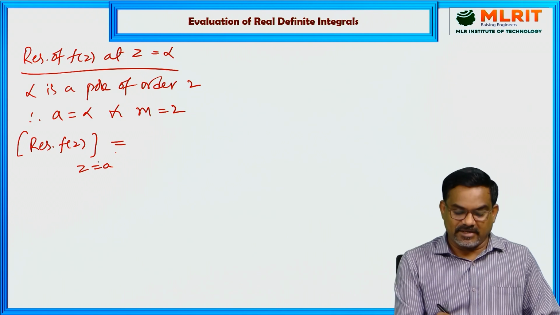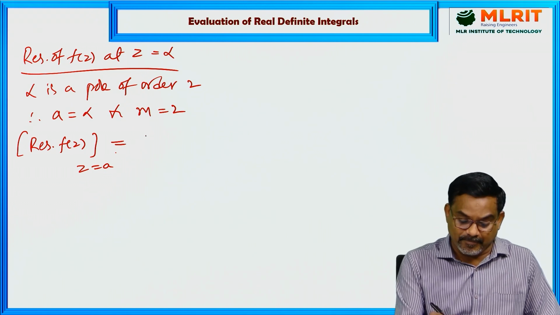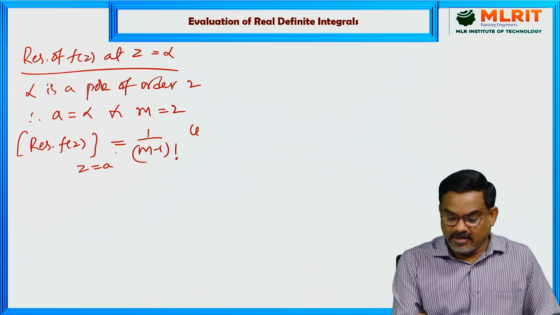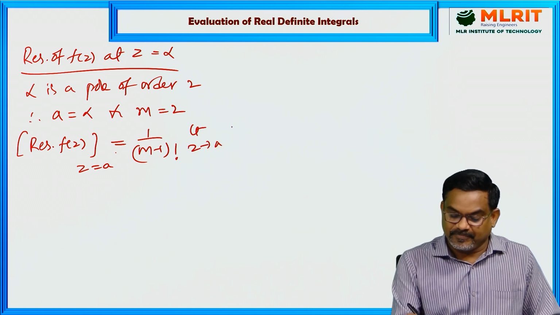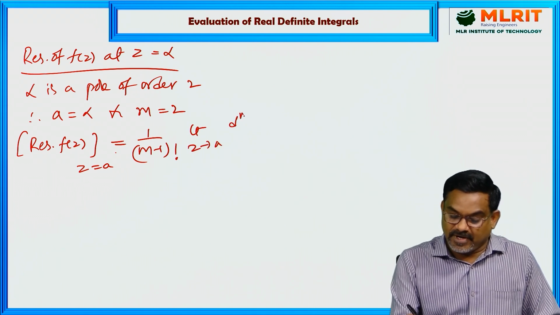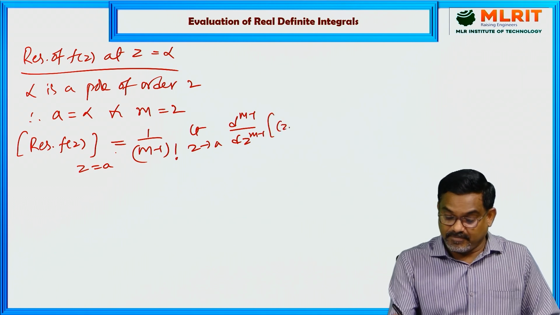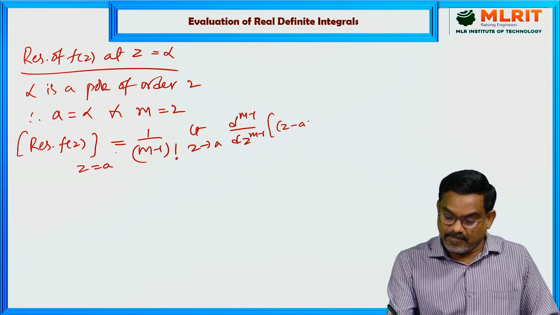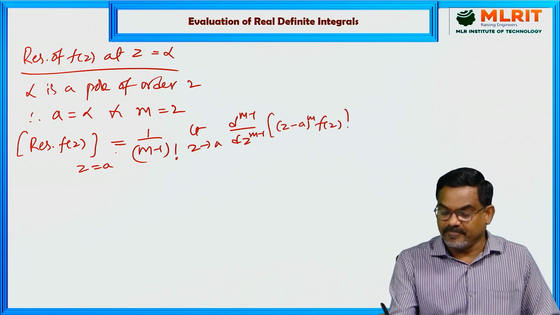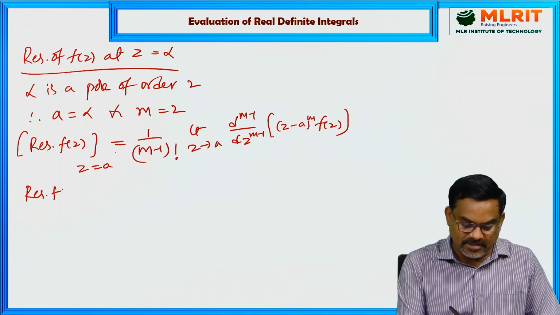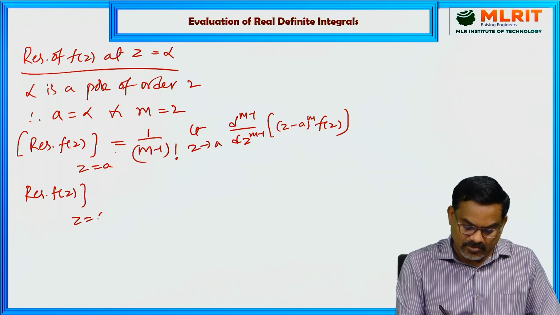Residue of f at z equal to a, which is a pole of order m, is 1 by (m minus 1) factorial, limit z tends to a, d power m minus 1 by dz power m minus 1 of (z minus a) power m f of z. So, we use this formula to find the residue of the function at z equal to alpha.